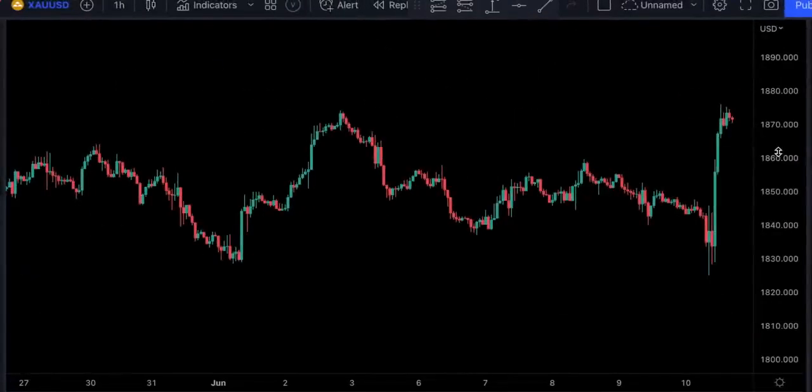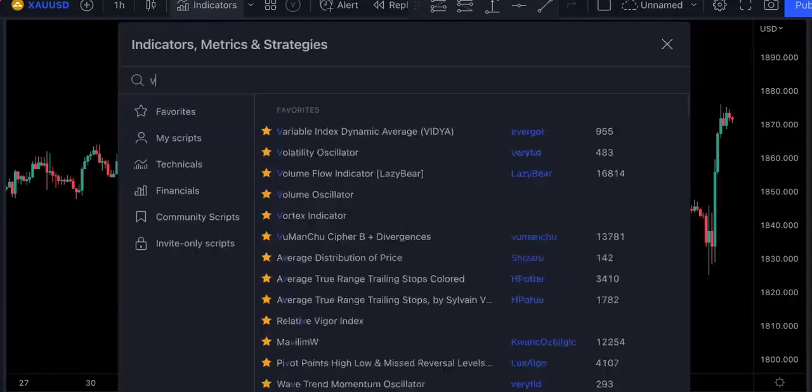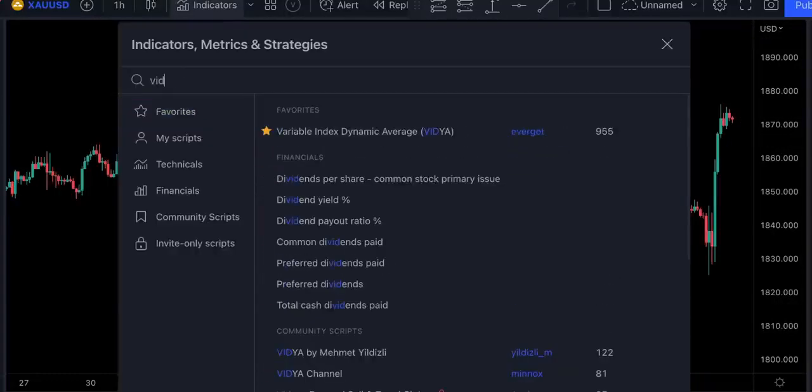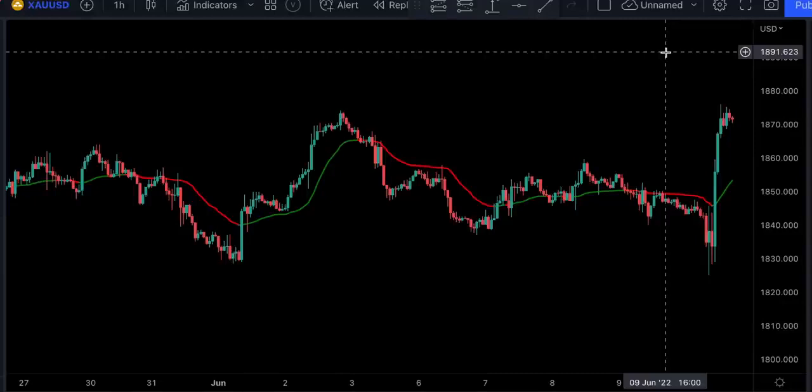Okay, so the indicator number 3 is called VIDIA and it was recommended by VP from No Nonsense Forex. So let's go ahead and add it to our chart. VIDIA, or Variable Index Dynamic Average, by Everget. This indicator was developed by Tushar Chanday. It's an original method of calculating the exponential moving average with the dynamically changing period of averaging. Period of averaging depends on the market volatility.